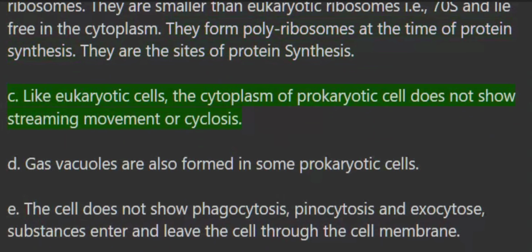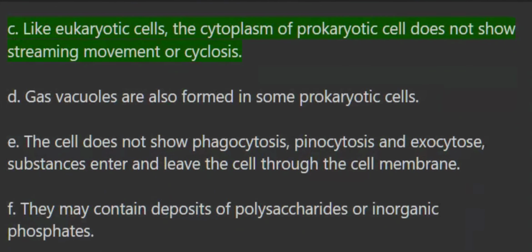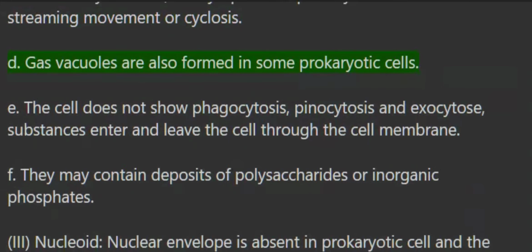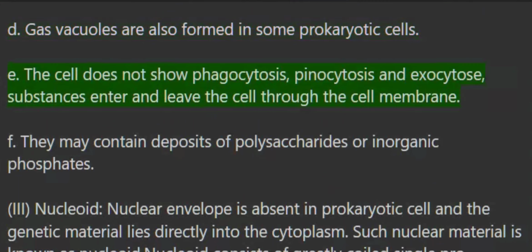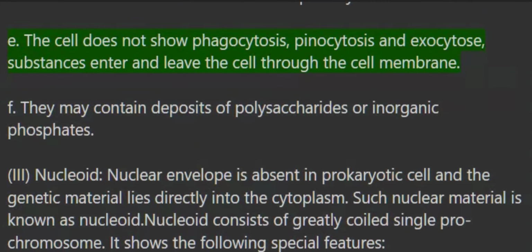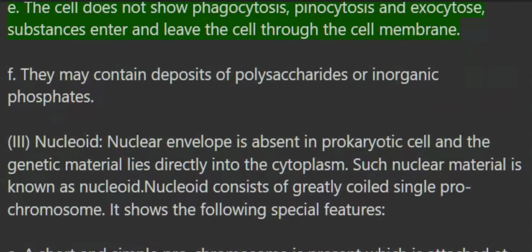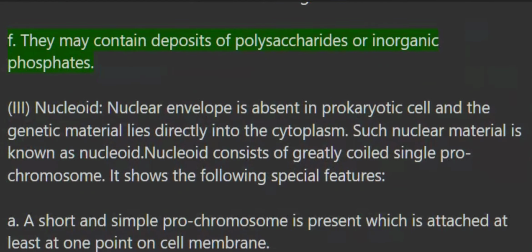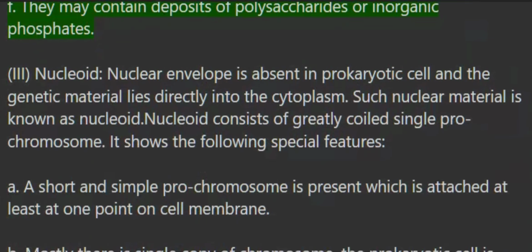C. Unlike eukaryotic cells, the cytoplasm of prokaryotic cell does not show streaming movement or cyclosis. D. Gas vacuoles are also formed in some prokaryotic cells. E. The cell does not show phagocytosis, pinocytosis and exocytosis. Substances enter and leave the cell through the cell membrane. F. They may contain deposits of polysaccharides or inorganic phosphates.